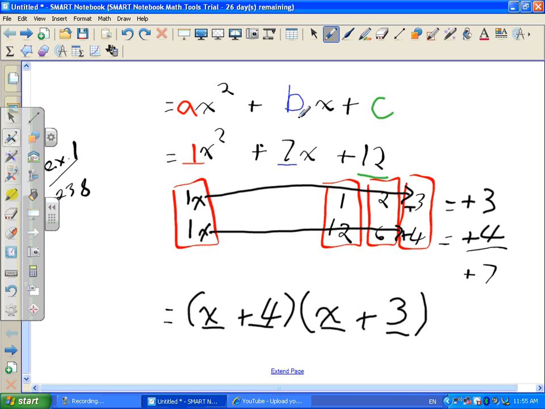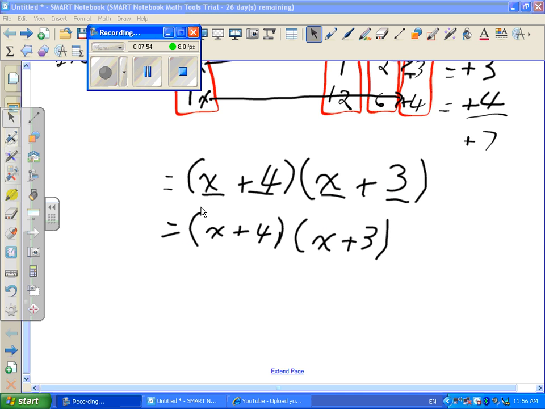And that's it. I've put this form here into a factored form down there. That part. So our final answer, remember these aren't negative signs underneath. They're just placeholders. I'm supposed to have 2 numbers and 2 numbers. My final answer is x plus 4, x plus 3.